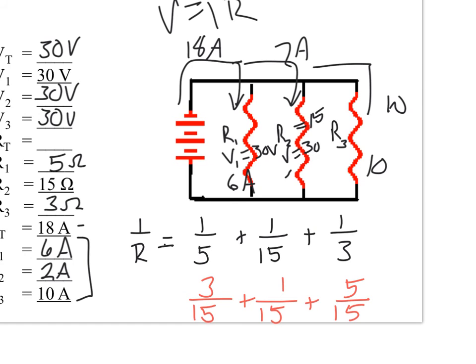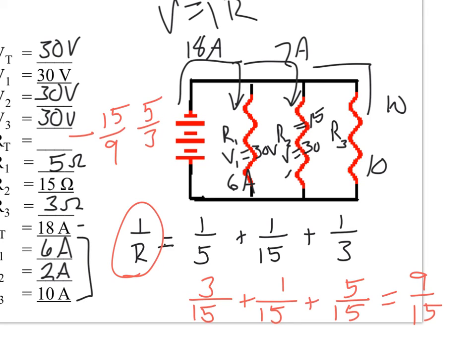So this gives me what? 3 plus 1 plus 5 is 9 over 15. All right? But that's 1 over R, so I have to flip it. So my resistance, R, is 15 over 9, or 5 over 3. All right? Now, just because I'm not using a calculator right now, I'm going to leave it as a fraction. When I have you do this, I want you to actually give me the decimal number.